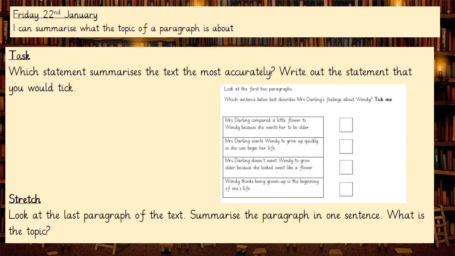Okay. In your books, I'd like you to write the word task as a subheading and underline it. Then, which of these statements would you pick to summarise the text the most accurately? Now I know it says to tick one, but in your books, I would like you to write out the statement that you think summarises the text the most accurately. If you'll challenge yourself, look at the last paragraph of the text and summarise the paragraph in just one sentence. What is the topic? What's it all about? Pause the video here whilst you complete the task and stretch yourself.